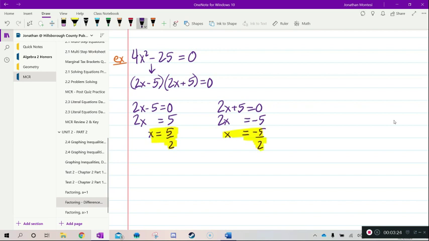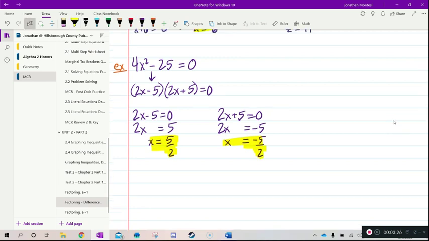Now, do be wary of these. Sometimes they may have GCFs you need to pull out first. But yeah, let's do another one, and then we'll finish this one off. 9c squared minus... no, 81 would make the same thing. Let's do 16.